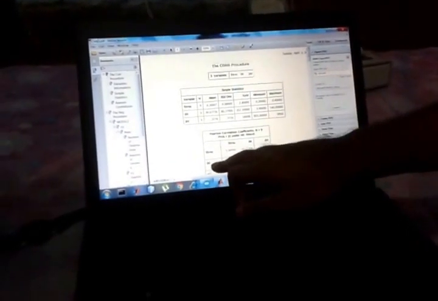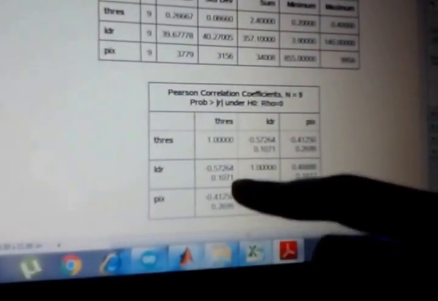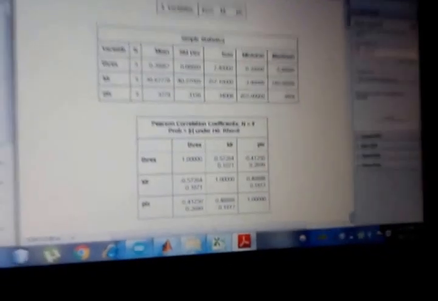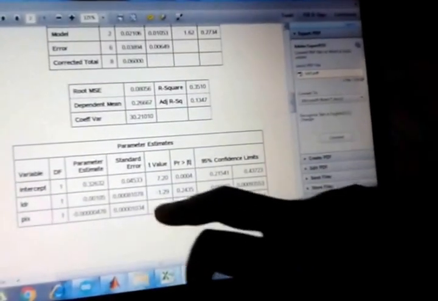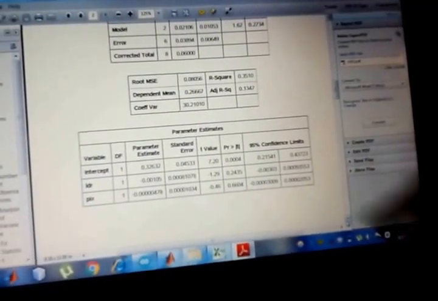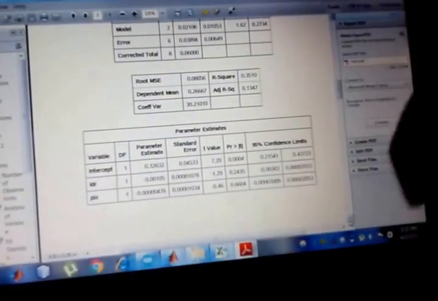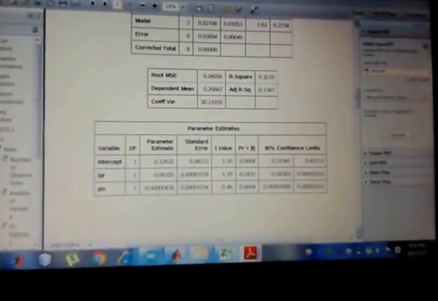Now you can see that for LDR and threshold, the correlation coefficient is minus 0.5, therefore indicating that they are inversely proportional. We have also done the regression of it. Please go down. Yes, the regression, where this is the intercept, that is the constant, and these are the coefficients. By using this equation we can calculate the particular threshold if we know the LDR.